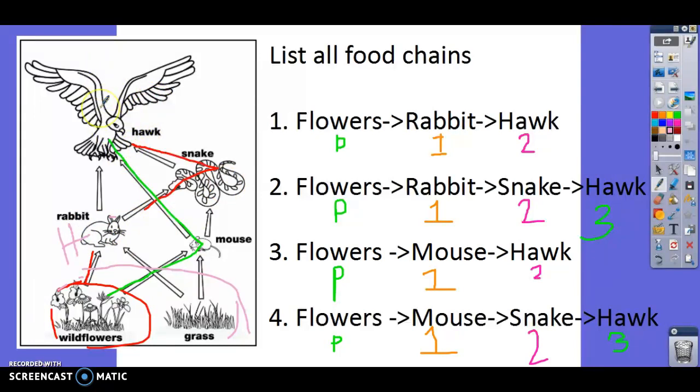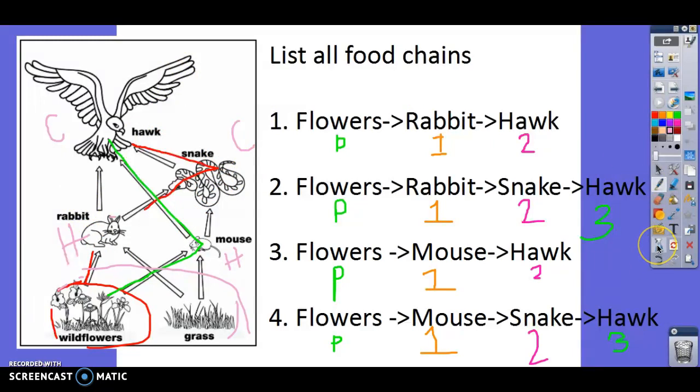What about my hawk? What does the hawk eat? The hawk eats the rabbit, the mouse, and the snake, so he's going to be a carnivore because he only eats meat. And what about the snake? The snake eats the rabbit and the mouse, so he's going to be a carnivore. And then the mouse, what does the mouse eat? Wildflowers and grass. So the mouse is an herbivore. So we would just label those. This is how we label consumers.